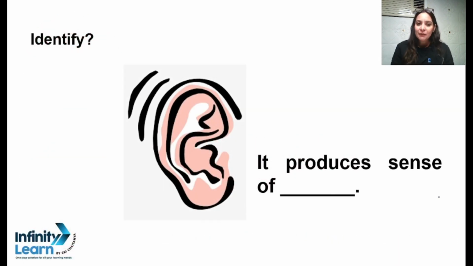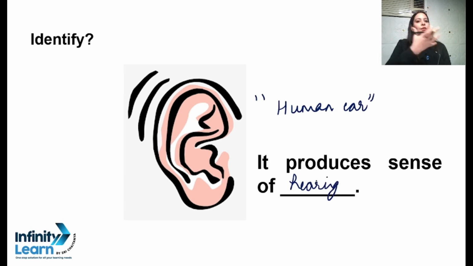I want you to tell me what you can see in this picture. I want you to identify it. Tell me. You can pause the video right here and write the answer in your notebook, then unpause it and match your answer. I know that you all have got the right answer, that yes, it represents the human ear, right? And it is one of the sense organs as it produces the sense of hearing. Whatever sounds you can hear around you, that is just because of ears. And we have a pair of ears, right?